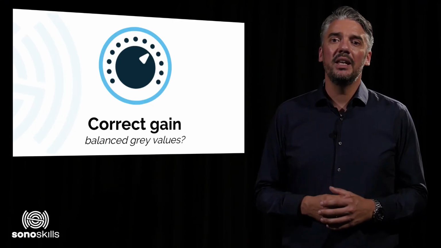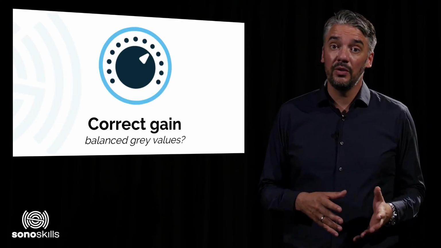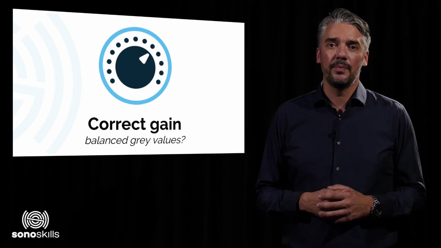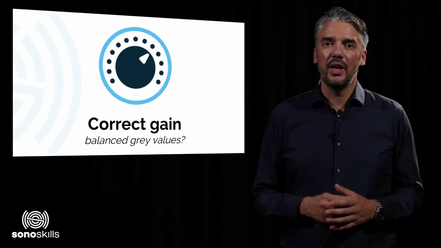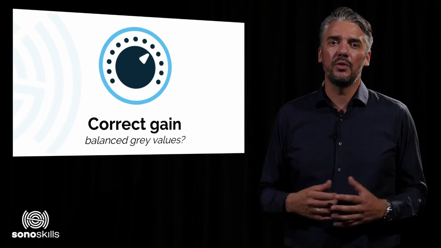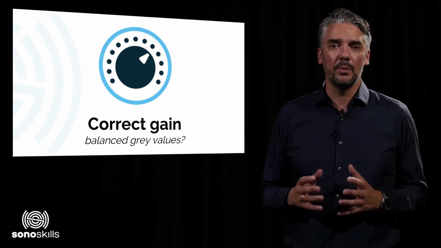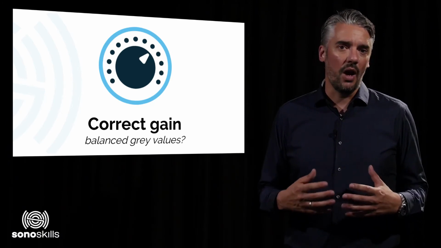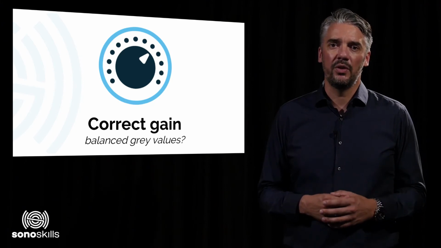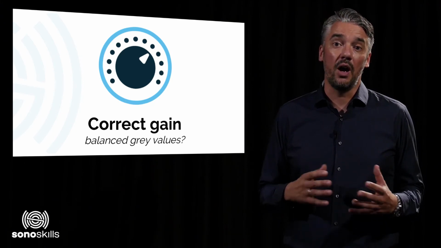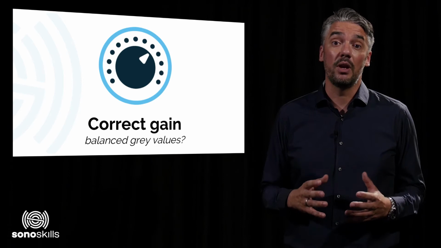The gain increases or decreases the brightness of the image. The gain is typically set to provide the right contrast between the tissues being observed. This is often a matter of preference, but extreme values of high or low gain should generally be avoided.